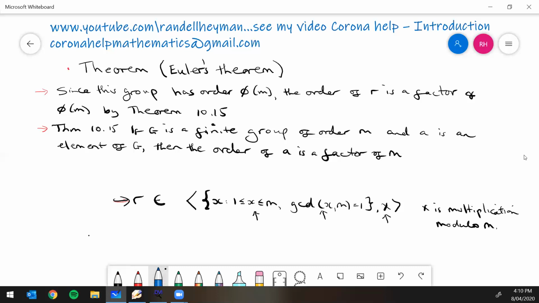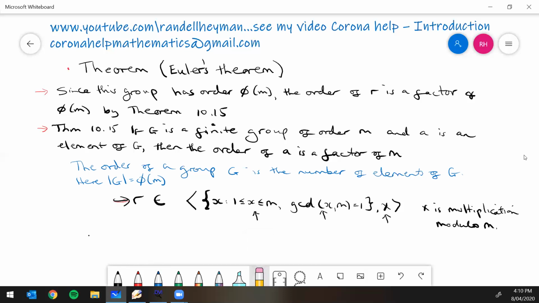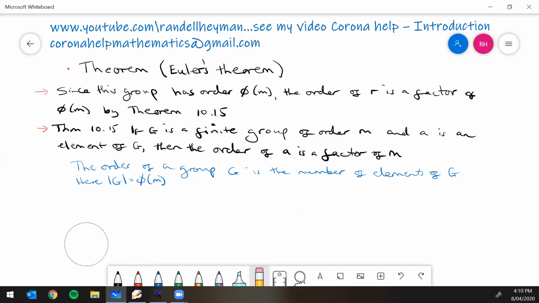So let's write a few things up here. The order of a group G is the number of elements of G. And here, in the case that we're here, the order of G equals phi of M, because remember, we defined phi M, the Euler totient function, previously as being the number of elements of this exact set.